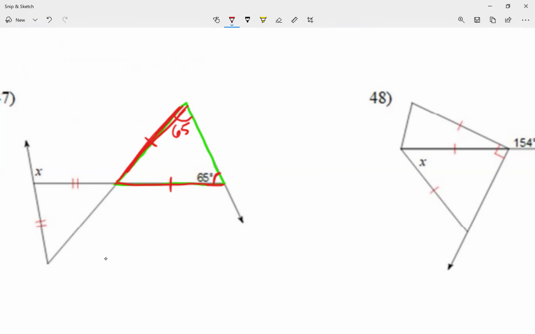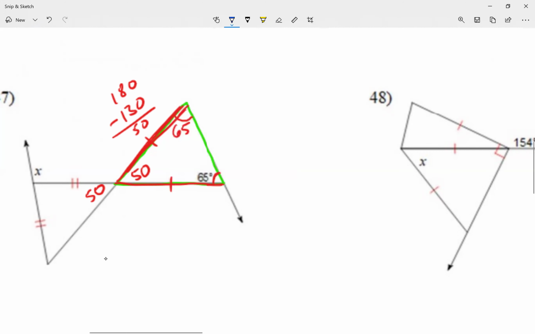I can find the third angle of that triangle because I remembered all three add up to 180. So given two of them, let me add the two that I have. 65 plus 65 is 130, subtracted from 180. So 180 minus 130 is 50. So that means this third angle right here is 50, because the three angles of a triangle add up to 180. Now remember the vertical angle theorem as well. When there's an X form, opposite angles are equal. So I'm going to say this corner here is 50.